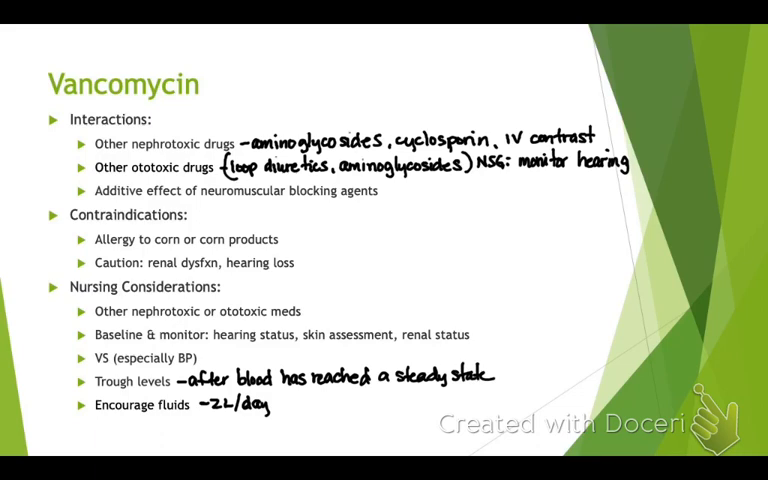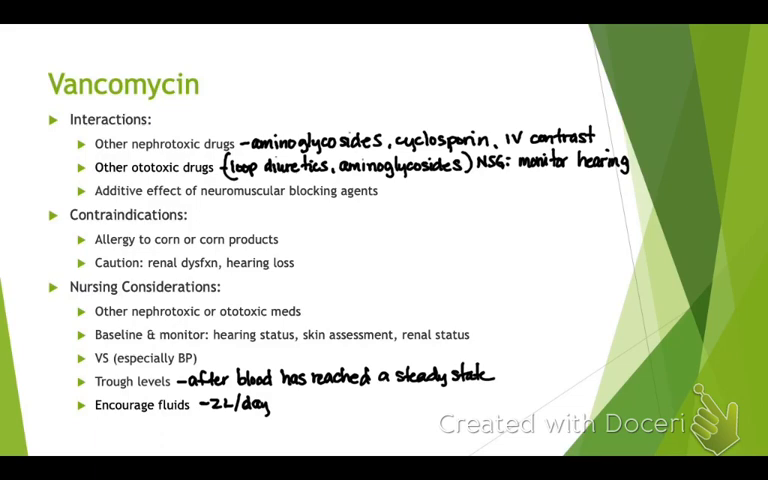Interactions: other nephrotoxic drugs, so aminoglycosides, cyclosporins, IV contrasts, and other ototoxic drugs as well, so loop diuretics, aminoglycosides. So nursing wise, we need to make sure we're monitoring the patient's hearing. Additive effect of neuromuscular blocking agents also is something that we need to consider as an interaction. Contraindications: any allergy to corn or corn products, and we need to give with caution to patients that have renal dysfunction or hearing loss already.